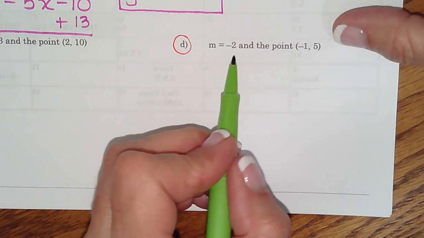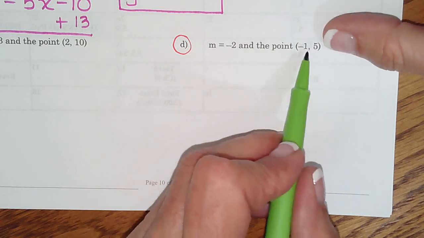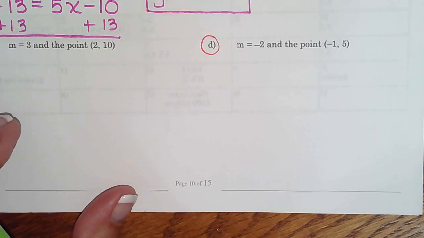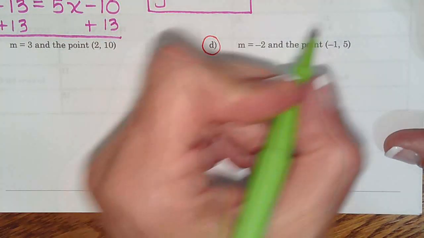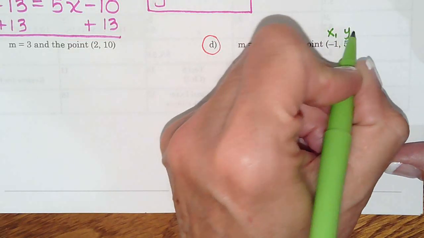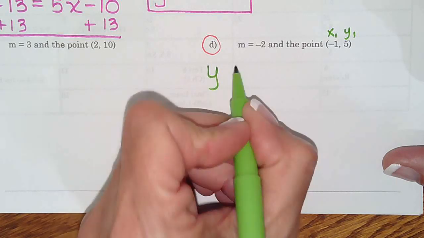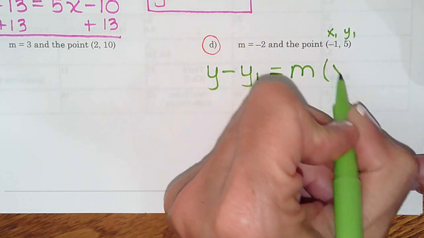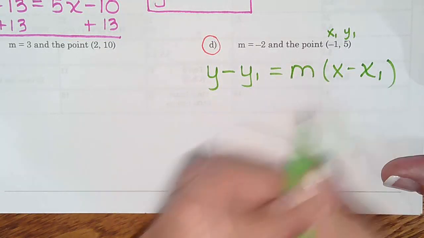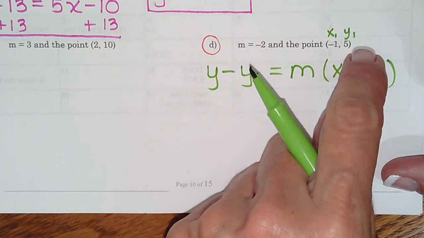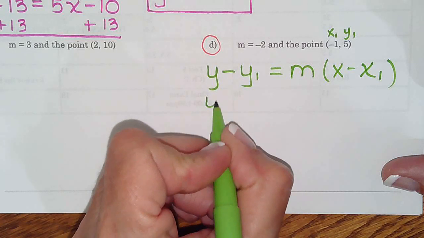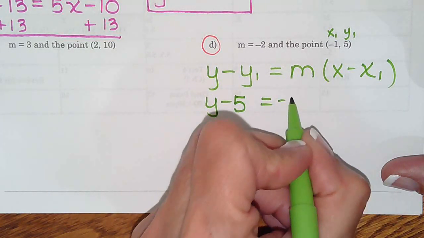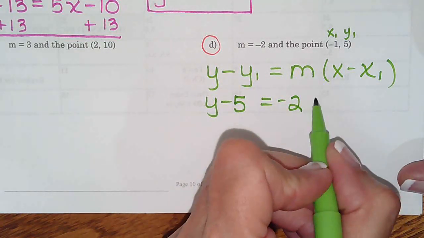So again, I notice that I have a slope and a point, but that point is not the y-intercept, so that means I can't go straight to the answer. So that tells me to write point slope form. y minus y1 equals m times x minus x1. There's my m, there's my x1, there's my y1. So y minus 5 equals -2, and here's where you need to be careful.